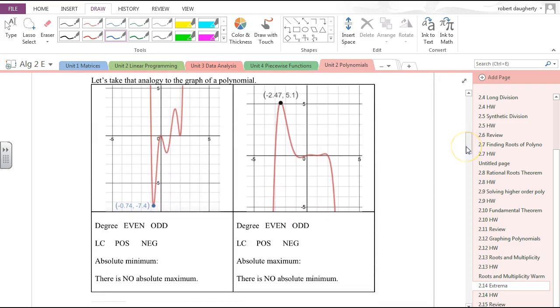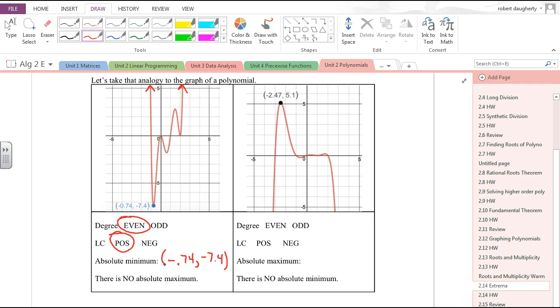So let's take that to our polynomial here. Let's look at this first polynomial. Anytime you do not see arrows, at this point, you know to assume that happens. What's the degree of that polynomial, even or odd? Even. Its leading coefficient is what kind of number? Positive. Is there an absolute minimum? Is there a point on the graph that is lower than any other point? Yes. And lucky for you, it is labeled. Negative 0.74, negative 7.4. That is my absolute minimum. Now, there is no absolute maximum.